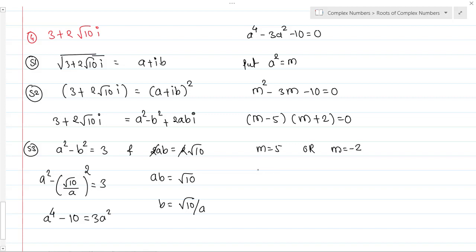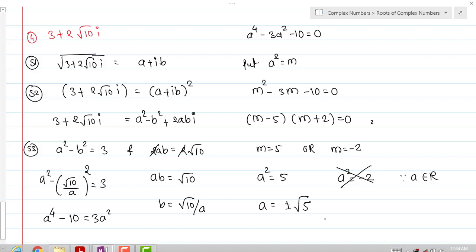So if I replace the value of m, I will get a square equals 5 or a square equals minus 2. As it is negative, it is not allowed. The reason is that a belongs to the real numbers R. So if a square equals 5, the value of a becomes what? It is plus or minus root 5. Okay, perfect.